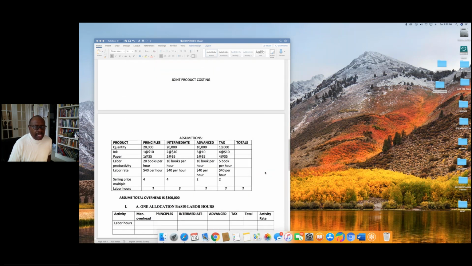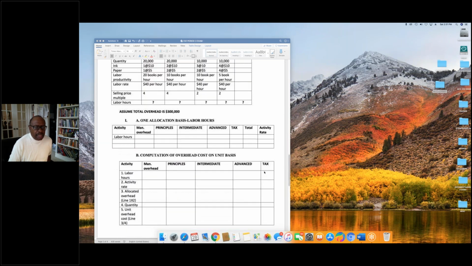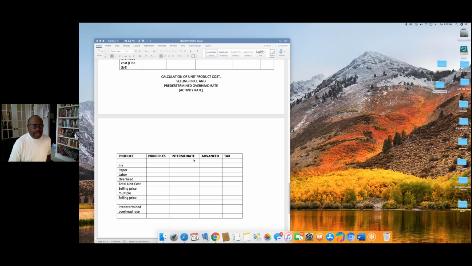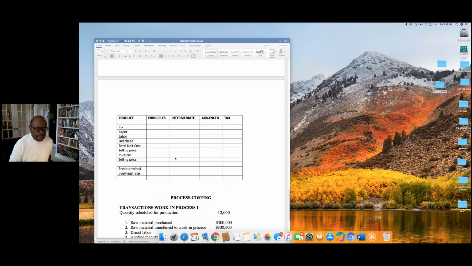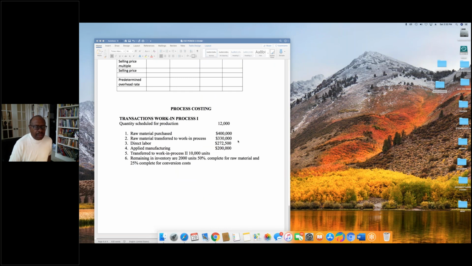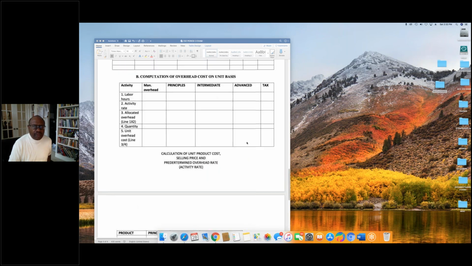The second requirement is to determine the selling price of 4 books, where we have multiple books being made, and you need to determine the selling price based on the unit cost of all 4 books, as well as the predetermined overhead rate. Finally, we have a process costing problem where you will be required to calculate the amount of cost that will be transferred from one process to the next. Any questions? Okay.